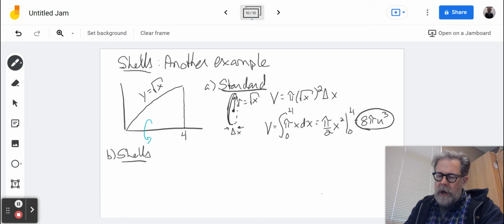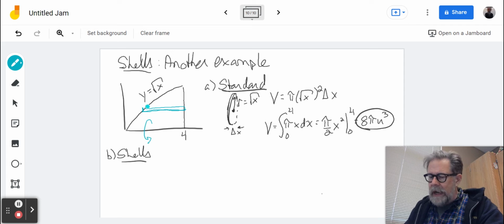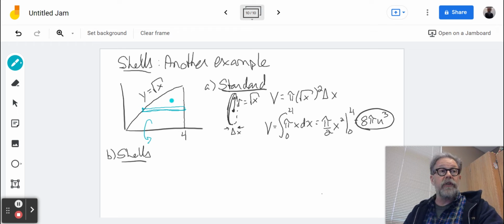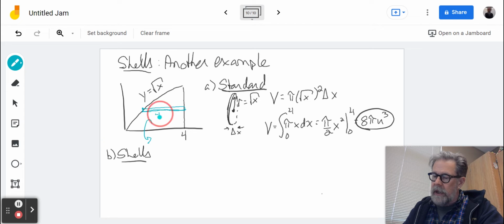But now let's talk about what happens if I use shells by rotating this rectangle around the x-axis. So, what is the height of my shell? Well, the height of my shell is 4 minus x. Notice that my shell now looks like this. The thickness of my shell is delta y.